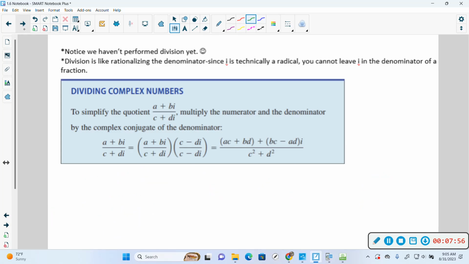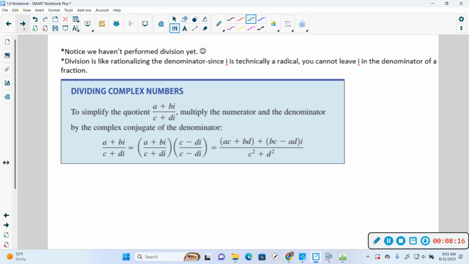Okay. Getting to division. Now, of course, division is always fractiony. It's always more work. It just is what it is. Now, if you remember, i is technically the square root of negative 1. We can never have a radical in the denominator of our fractions. So we're technically rationalizing the denominator.